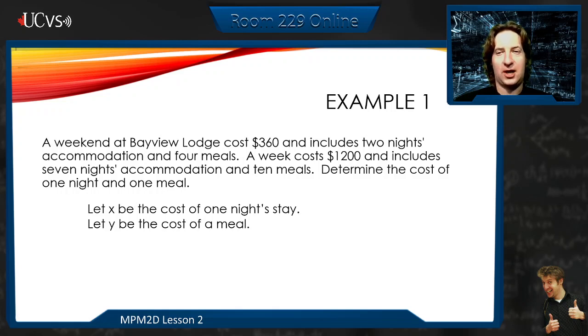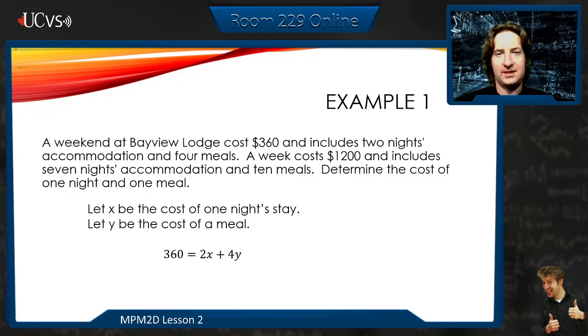So this is our tool that translates from our sentences above into math equations, which we have to develop now. That first sentence says that it costs $360 for 2 nights accommodation and 4 meals. So 2 nights accommodation is going to be 2x, that's 2 times one night's stay, and 4 meals is going to be 4y. I add them together and I get 360. So we now have a math equation for that first sentence: 360 equals 2x plus 4y.